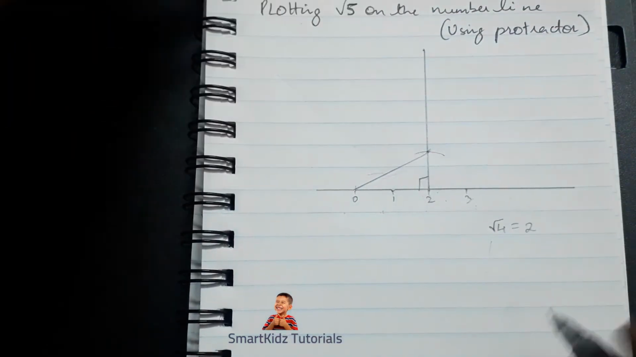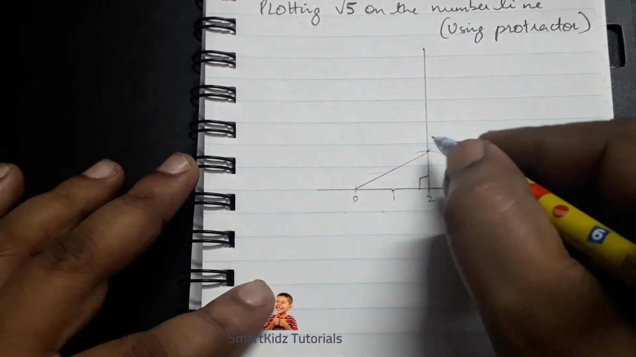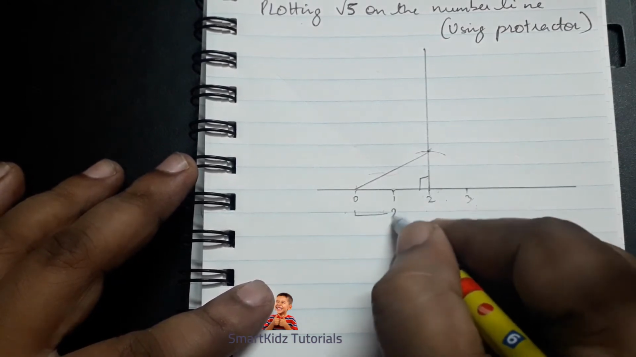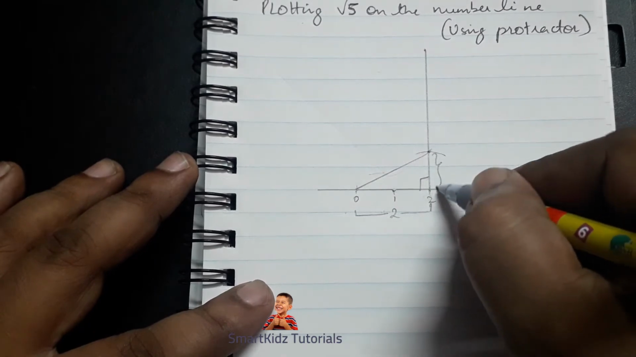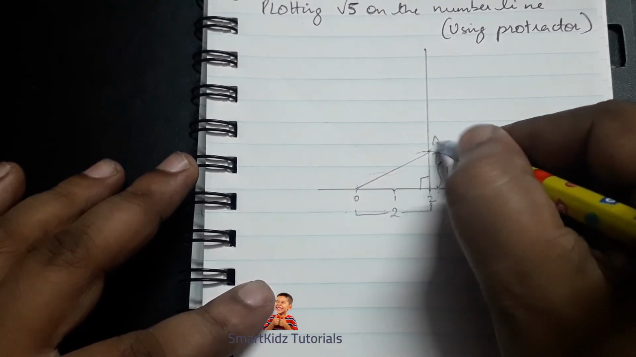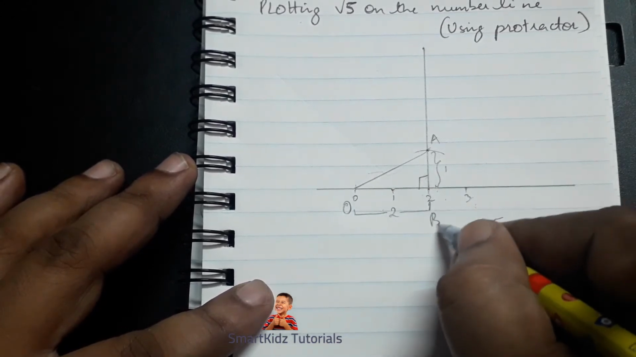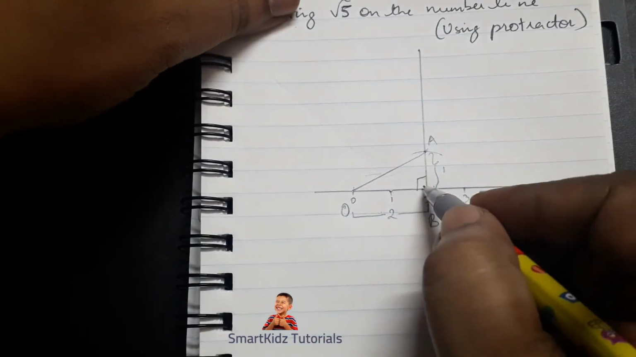Now this is supposed to be root 5, and I'll show you how. What we'll do is this is 2, right? From here to this is 2 units. This is 1 unit. I'll mark this as A, let this be O, and let this be B. So OB is 2. And now this is 90 degrees.